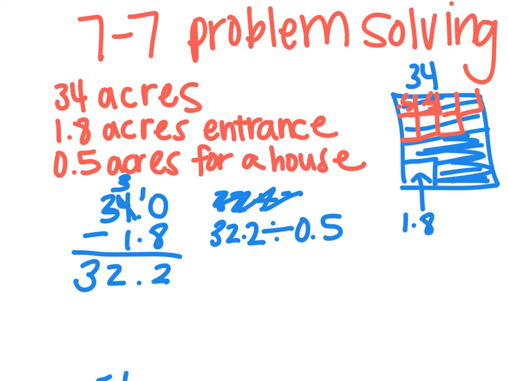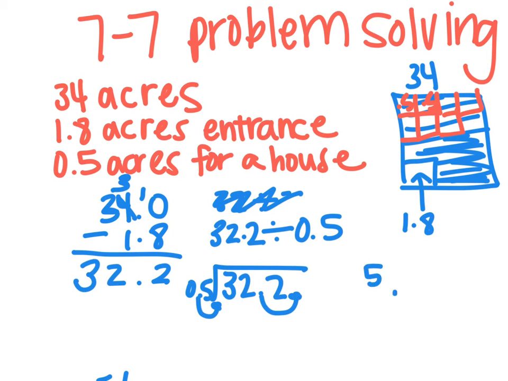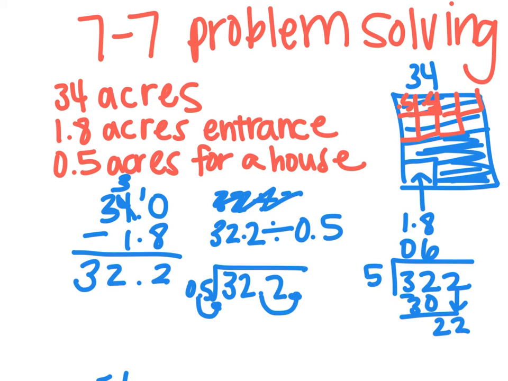So I'm going to go ahead and write this out as a division problem like this. I need to move my decimal to the right once on the outside and on the inside. So now I'll have 5 and 322. 5 cannot go into 3. It goes into 32 6 times with 2 left over. It goes into 22 4 times with 2 left over.